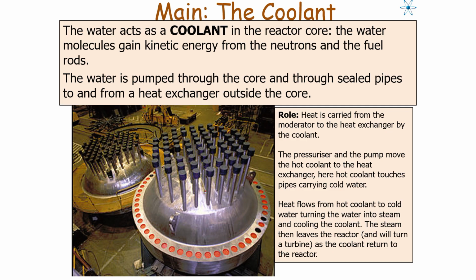So the pressurizer and pump move the hot coolant to the heat exchanger, and the hot coolant touches the pipes carrying cold water. So the heat flows from the hot coolant to the cold water, turning our water into steam and leaving the coolant. The steam will then leave the reactor and turn the turbine as the coolant returns to the reactor.